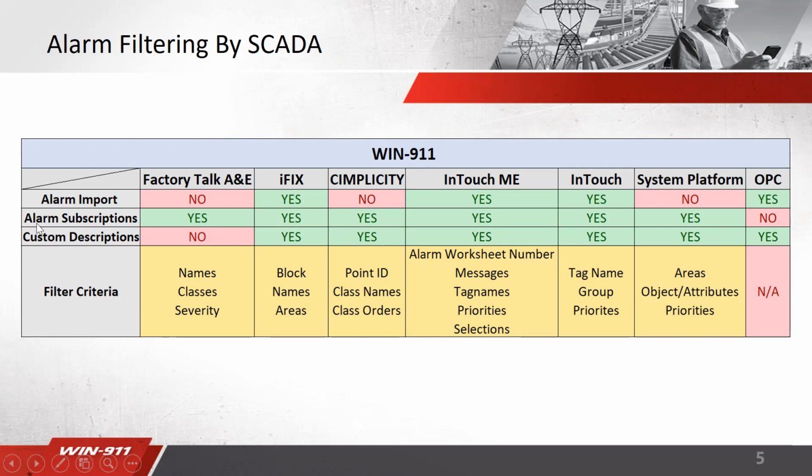We also have a new version called subscriptions and subscription filters. This is a dynamic means of bringing your alarms over into Win911, and we filter the tag or the block name based on different criteria. We'll be focusing on FactoryTalk, iFIX, and InTouch. As you can see, there are different things that each SCADA can filter on. FactoryTalk has names, classes, and severity we'll be filtering our alarms for. iFIX has block names and areas, and InTouch has a tag name, a group, and a priority.